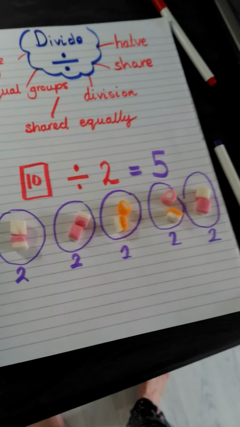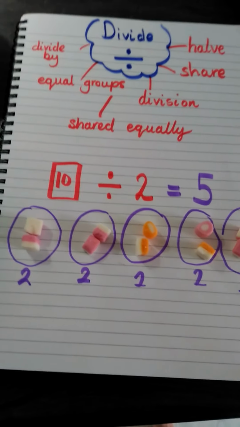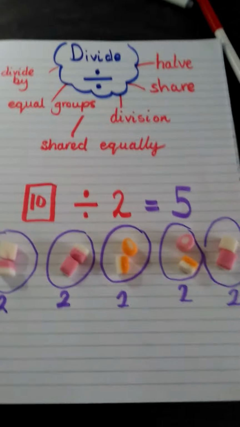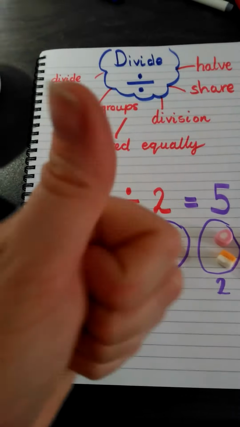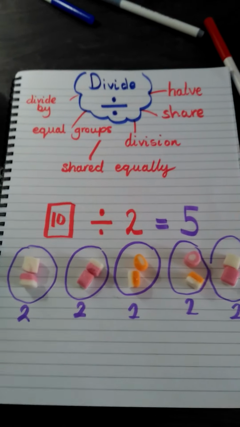It's whichever one you feel most comfortable with, whichever one you feel is the easiest. But yes, you can also use your fingers. You can count on your fingers in groups of 2 until you get to 10. So you can go 2, 4, 6, 8, 10, 5 fingers. So 10 divided by 2 equals 5.